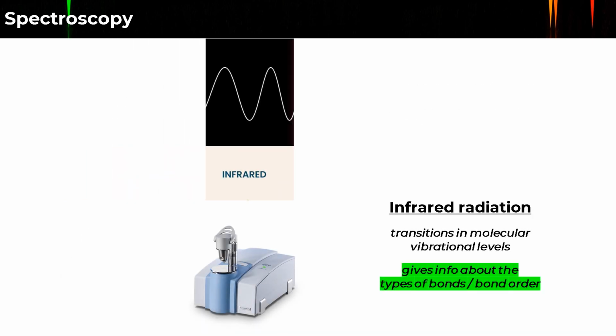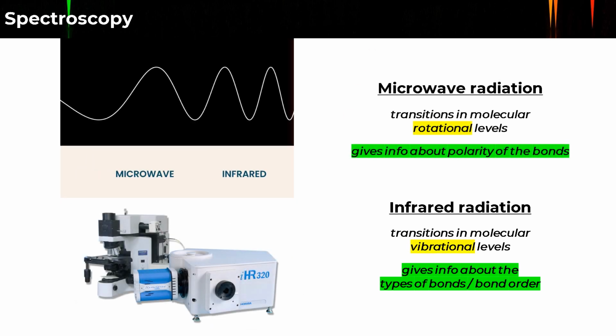While the infrared region analyzes the transitions in molecular vibrational levels, which gives information about the types of bonds or bond order. The spectroscopy instrument used for this is the Fourier transform infrared spectrometer. But for this discussion, we will be only focusing on the concept of rotational and vibrational spectroscopy. One of the most important techniques in studying the vibration-rotation information is Raman spectroscopy.